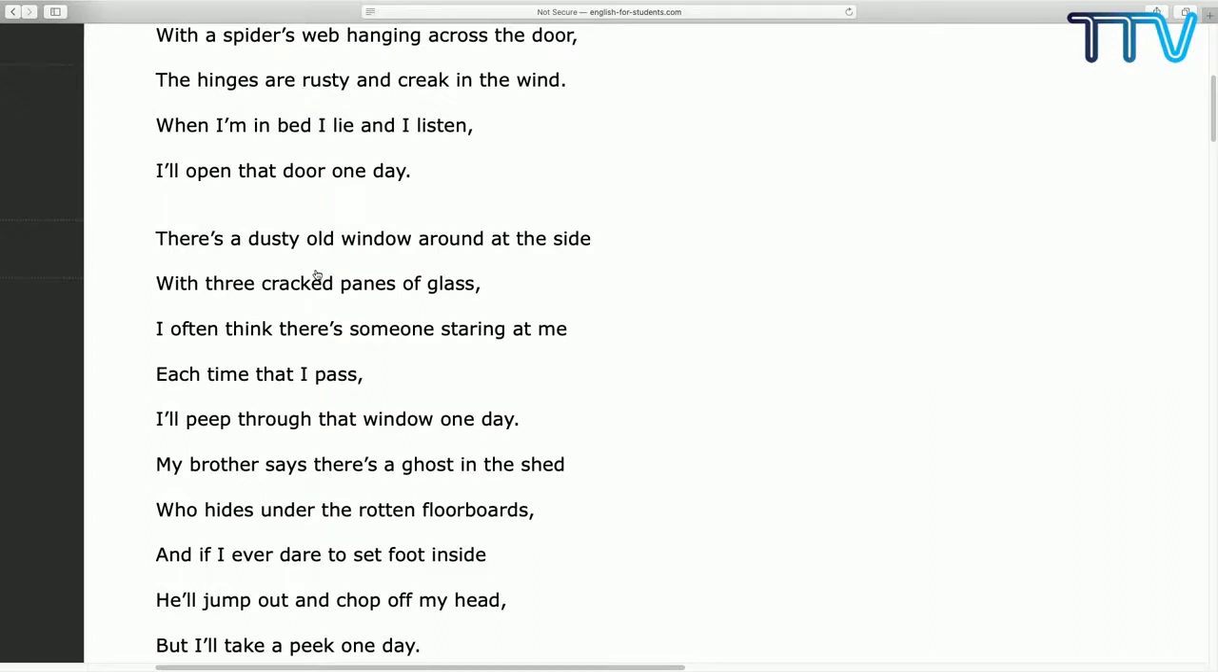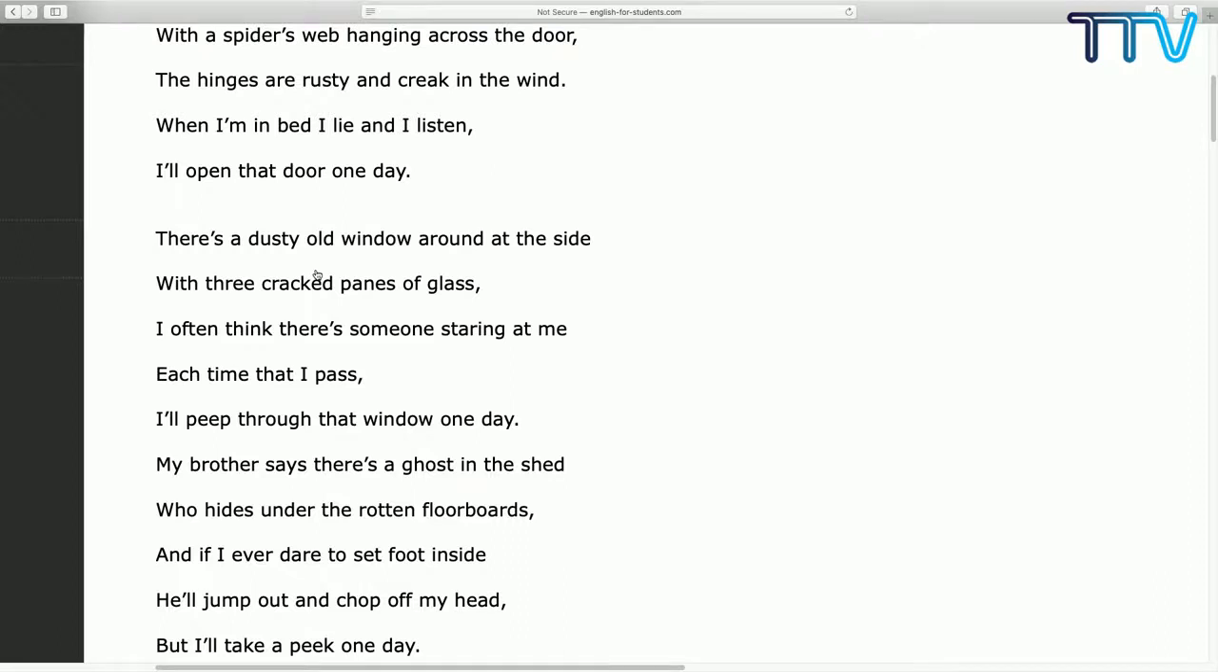In the second stanza also, you will see a vivid description of the shed. Look at the window. Not just a dirty window, but he was trying to give us some imagery. There is a dusty old window. So you see the window was filled with dust. So that is imagery.